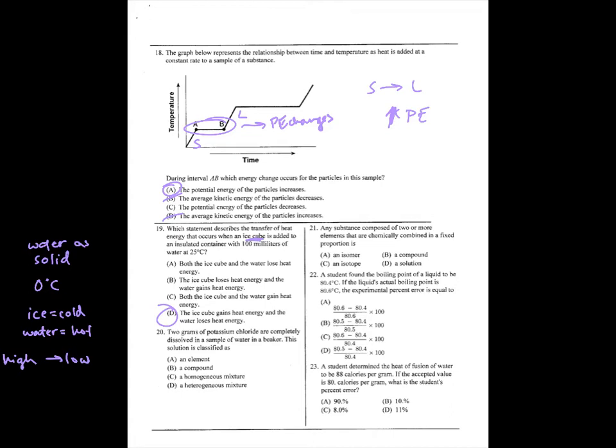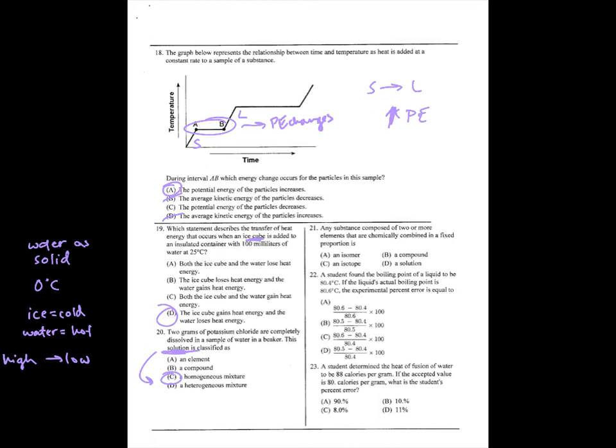2 grams of potassium chloride are completely dissolved in a sample of water. This solution is classified as a homogeneous mixture. That's always the case, because when something completely dissolves, it evenly mixes itself around.